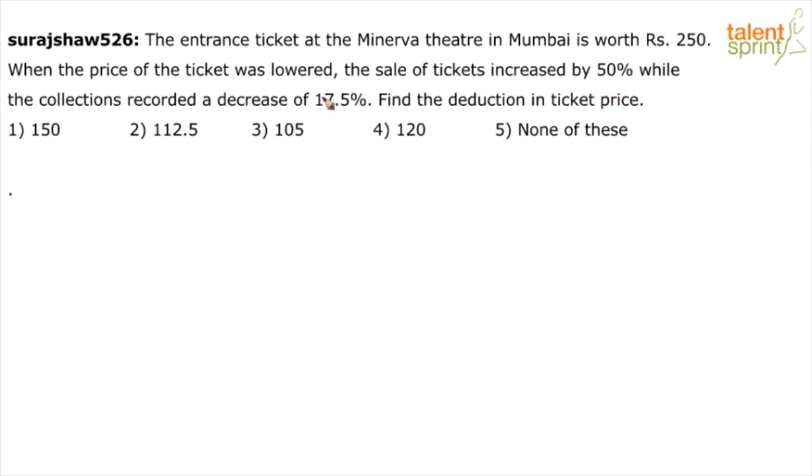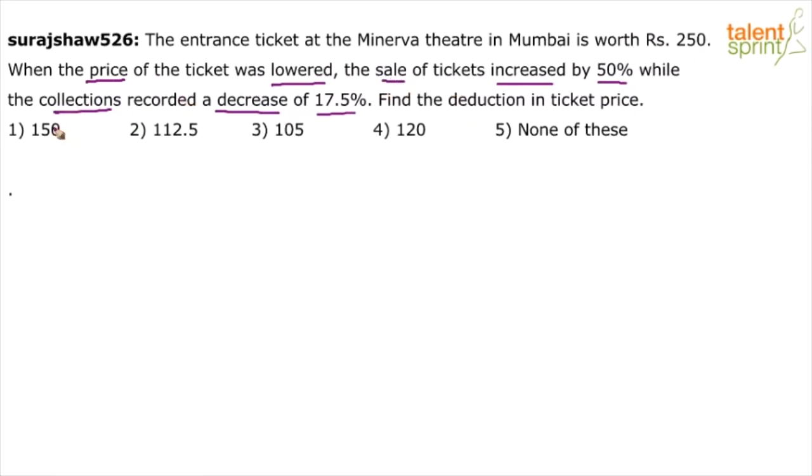Then he says when the price was lowered, which means the price was decreased, the sale increased. Sale increased by how much? 50%. While the collections recorded a decrease of 17.5%. Now, first and foremost, we need to understand the relationship between the price, collections, and the sale.